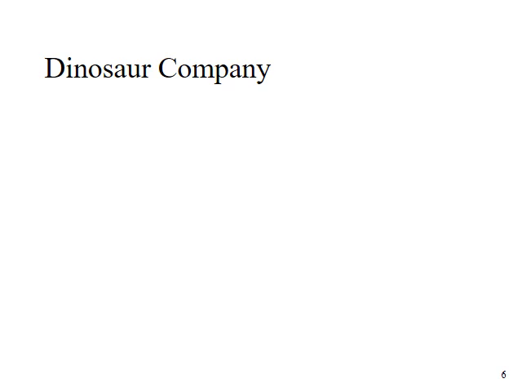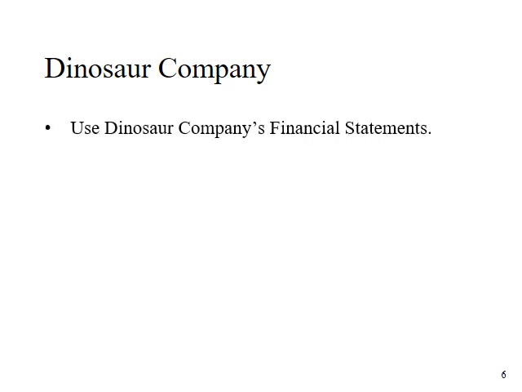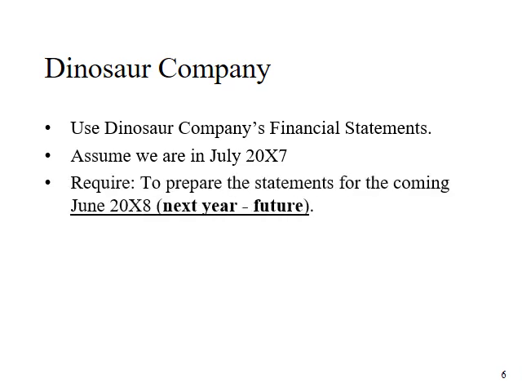Dinosaur Company. We'll use Dinosaur Company's financial statements. Assume we are in July 20x7. Required to prepare the statements for the coming June 20x8. This is next year, the future period.